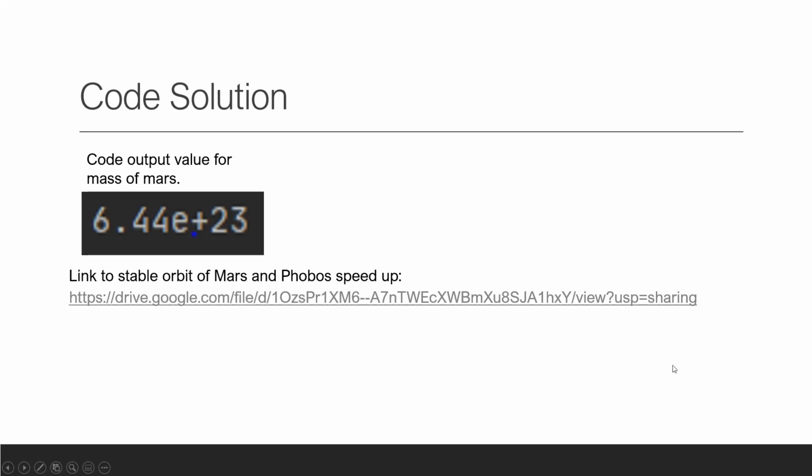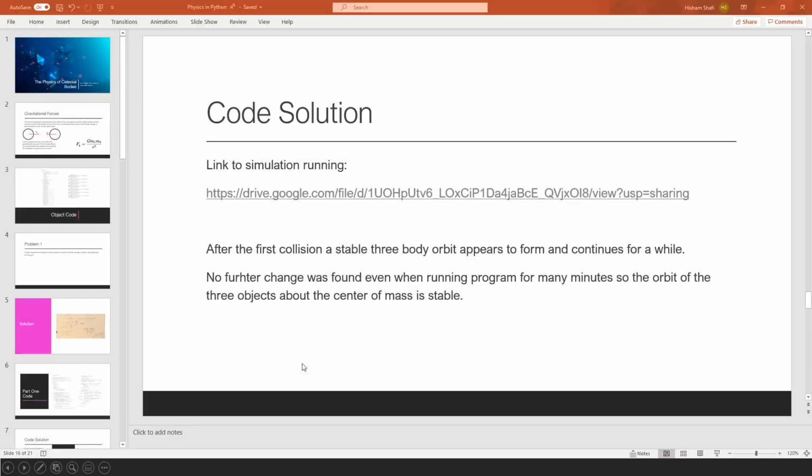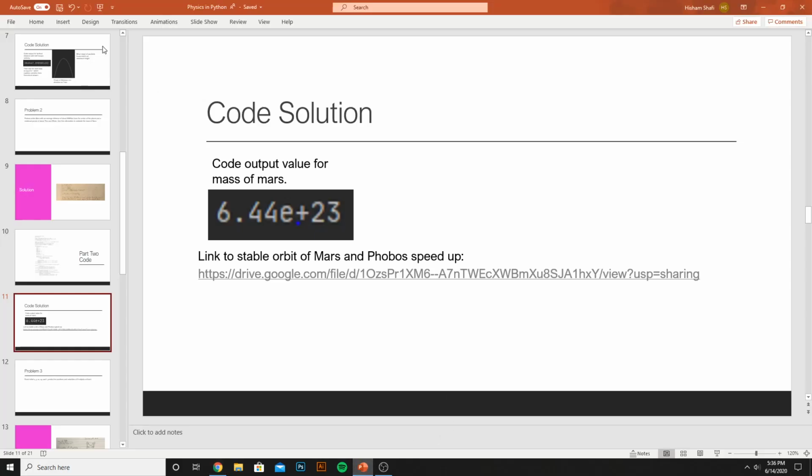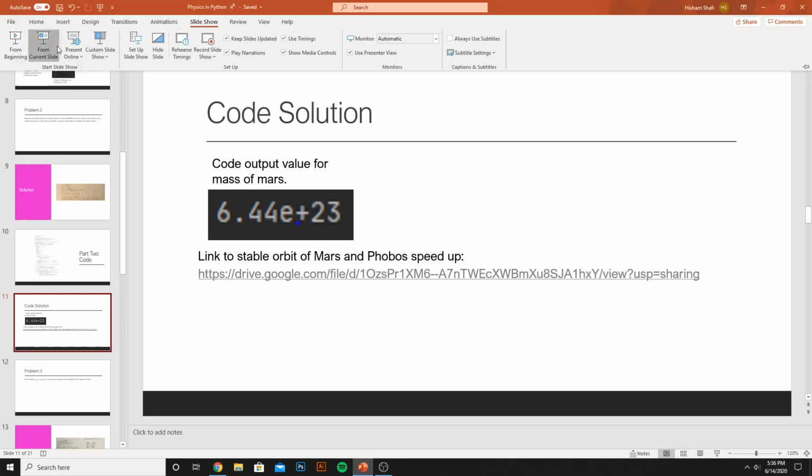And then we have a simulation to run here to see how it works in the code. So as you can see, the small dot would be Phobos, the big one would be Mars, and the green dot in the middle is showing the center of mass. And as you can see, it doesn't move at all, showing that the center of mass is constant. So let me just get back in here.